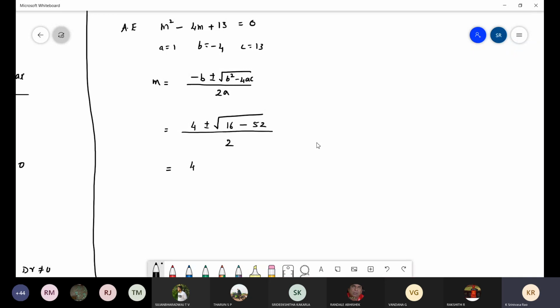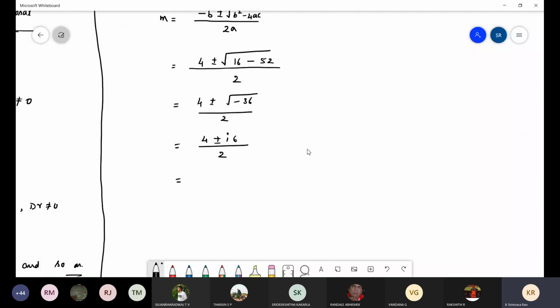So 4 plus or minus, what is the square root of this number? 16 minus 52, you will get minus 36. 36 divided by 2, and 4 plus or minus the square root of minus, which is nothing but i, imaginary. The square root of 36 is nothing but 6. It is a perfect square, divided by 2. Now I can take common 2 in the numerator and cancel. Finally, m equals 2 plus or minus 3i, is it right? Yes, sir. So this is the root.